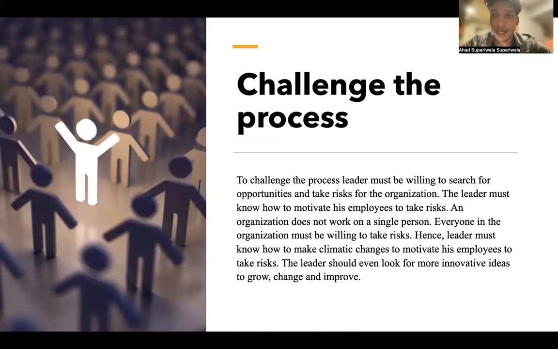There is a third practice: challenge the process. What is challenge the process? To challenge the process means being willing to search for an opportunity and take risks for the organization. By taking risks, I do not mean taking big risks or silly risks.